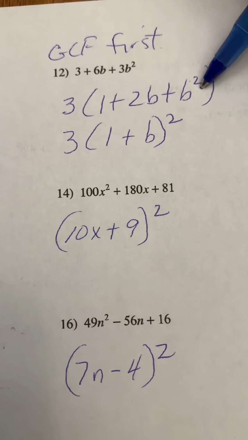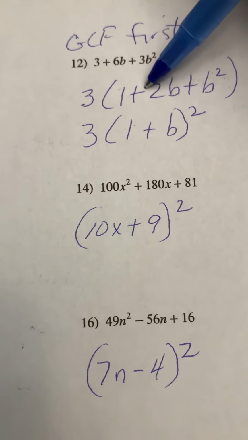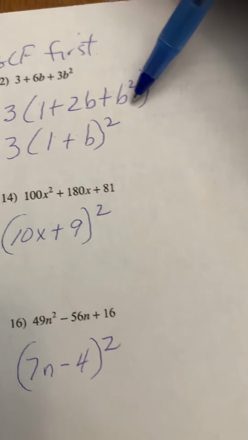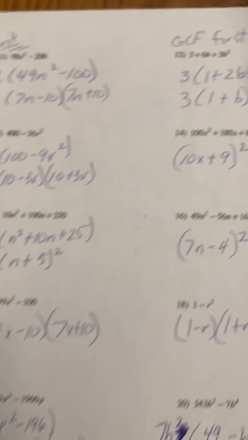So then you can solve this as a perfect square trinomial by finding the square root of 1, which is 1. The sign in the middle term is a positive. Square root of b squared is b. And then you just remember to put that 3 out there. So there's a few of them like that.